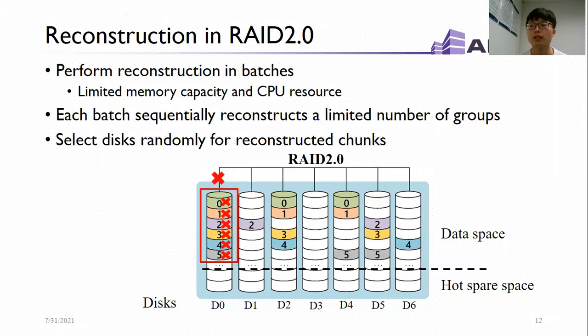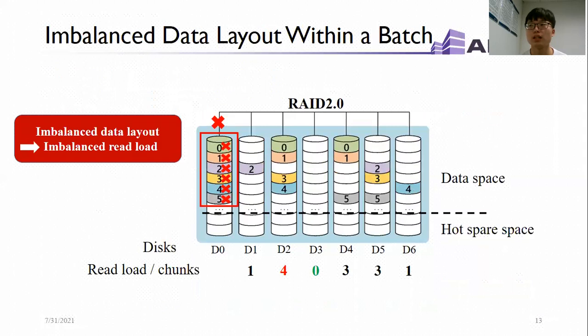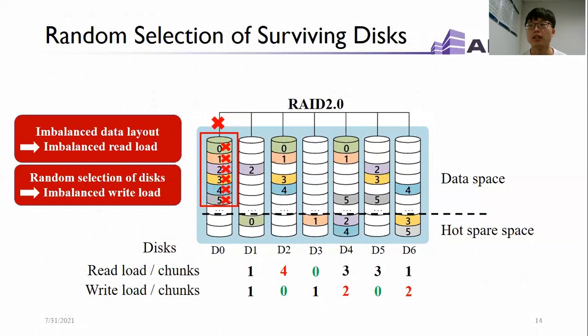For example, when disk D0 fails, the lost chunks on D0 are reconstructed in batches. The first 6 chunks are reconstructed in the first batch. While reconstructing the first 6 chunks, due to the imbalanced data layout within a batch, the read load among surviving disks is imbalanced. For example, 4 chunks are read from D2 and no chunks are read from D3. Meanwhile, the write load is also imbalanced because the disk for writing a reconstructed chunk is randomly selected. In this example, 2 chunks are written to D4, while no chunks are written to D2.